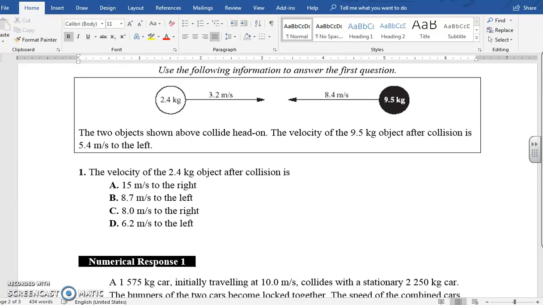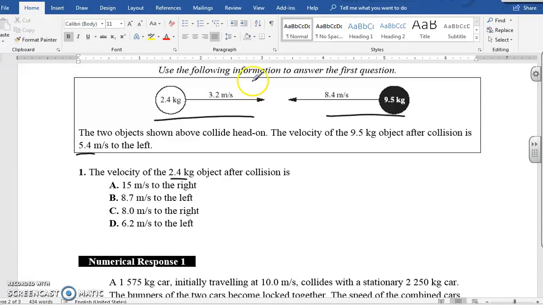All right, so the first example question we've got is two objects shown colliding head-on. The velocity of a 9.5 kilogram object is moving 8.4 meters per second to the left, and you've also got a 2.4 kilogram object moving 3.2 meters per second to the right. We're looking for the velocity of the 2.4 kilogram object if the 9.5 is moving 5.4 meters per second afterwards.